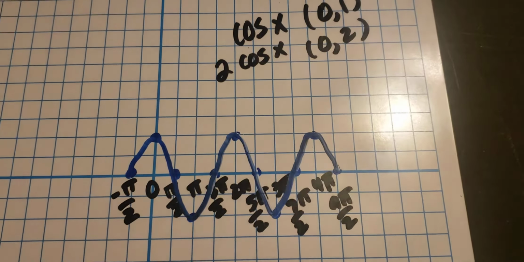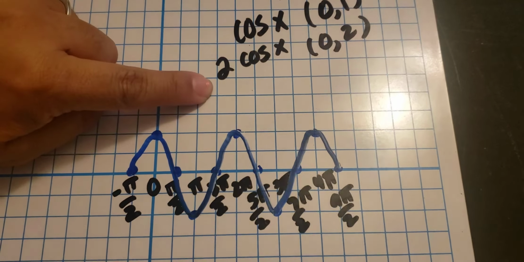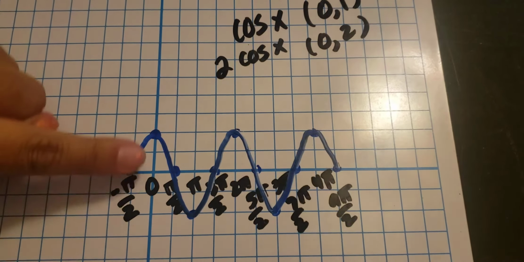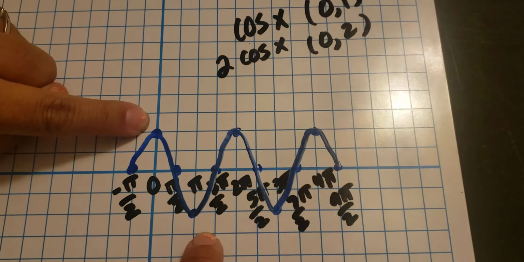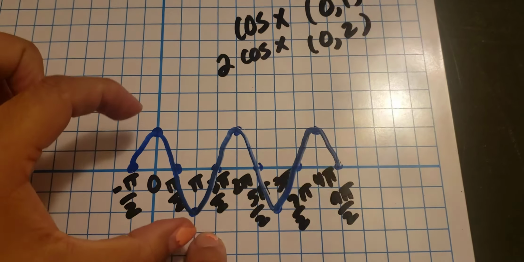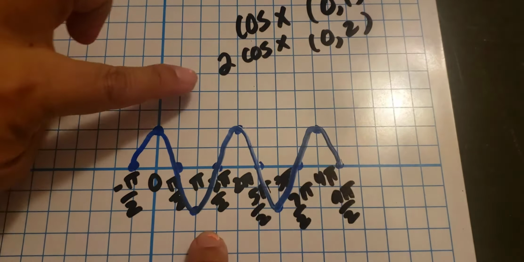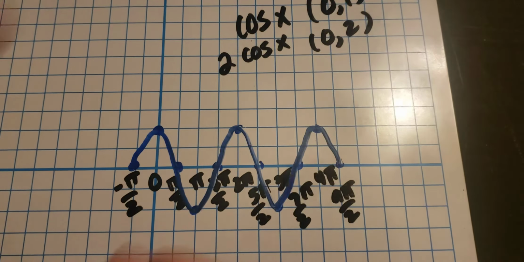This is going to make sense in a few minutes. Our amplitude is 2. That means the highest it can go is at positive 2. The lowest it could go is at negative 2. If you notice, the difference between them is 4, but our amplitude is 2. It's always the absolute value.